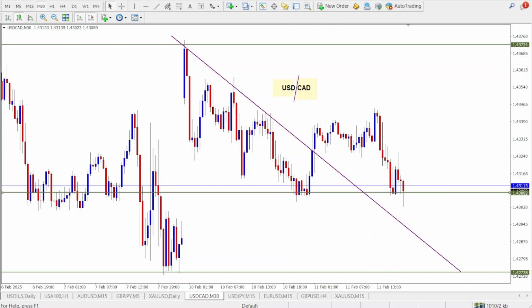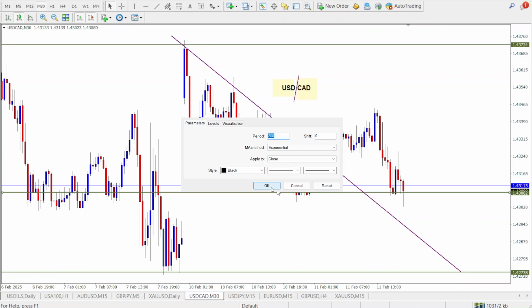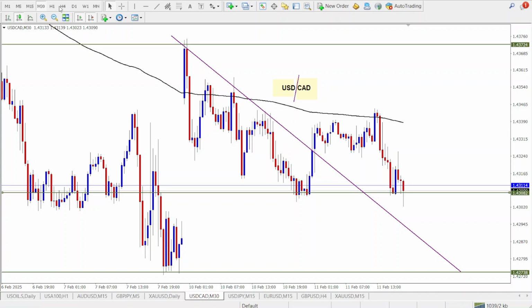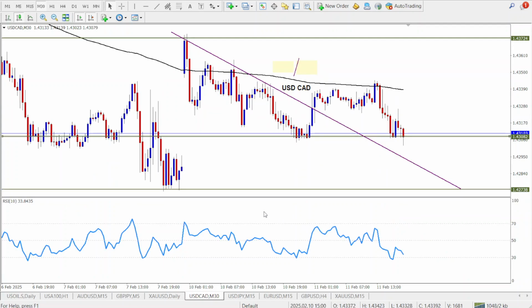Now, the second point is indicators and tools. Popular indicators like moving averages, RSI, MACD, and so on. We have a whole lot of indicators. These indicators help traders confirm trends and identify potential reversal points.